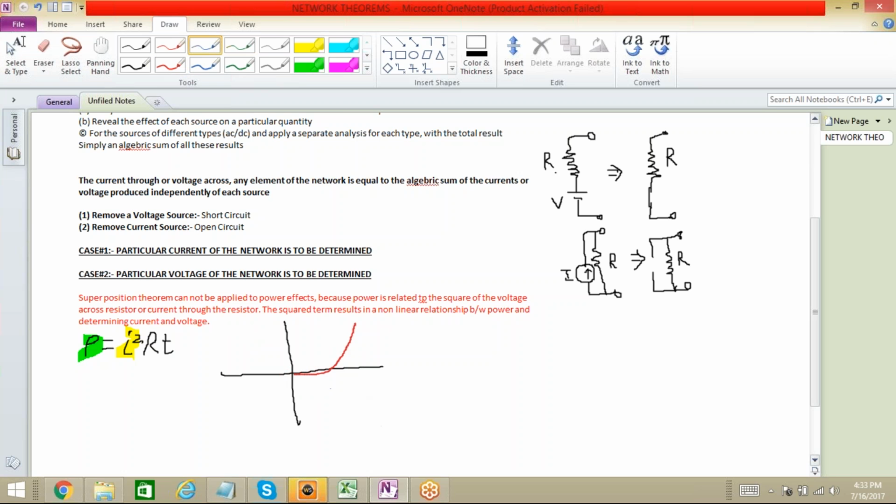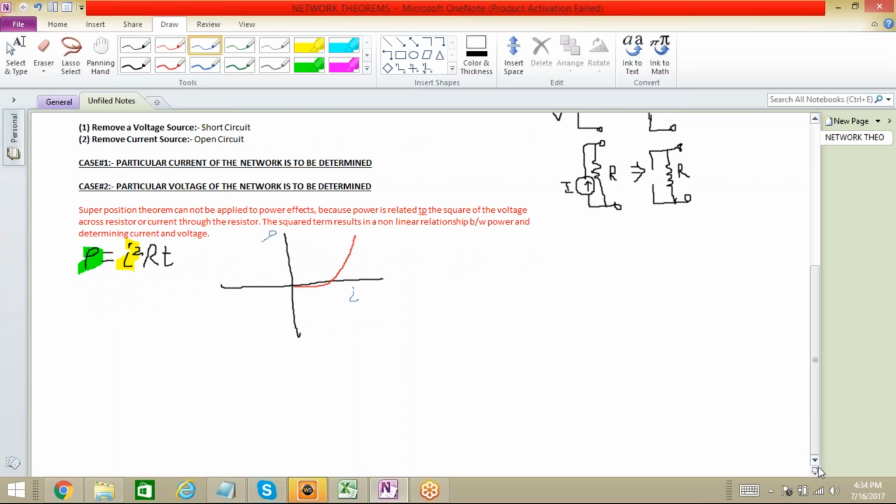If I put I over this direction, and P on the Y direction, something like this, this is how it shows you a non-linear relation. That is the reason why we do not use it in the power setup. So now let me show you an application of the superposition theorem. Let me apply it on one of the circuits, and by this you will be able to understand it.